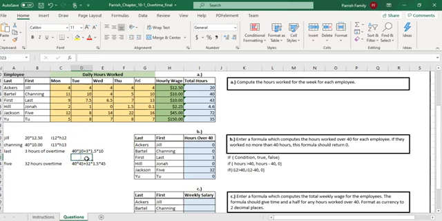For this one, I did it a little bit differently. So the 40 is not a number right there. There's a 43, but there's not a 40. So the 40 is not going to change, but the 10 is in H14.